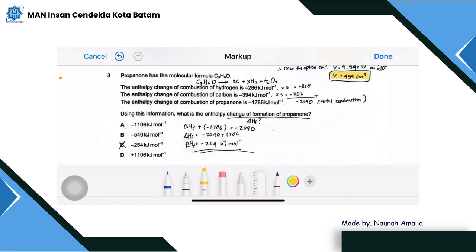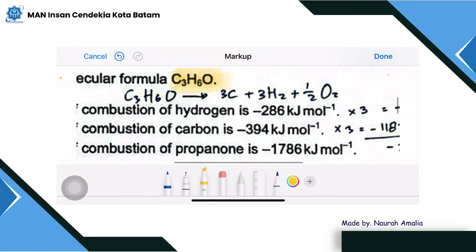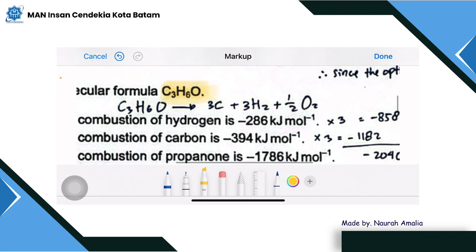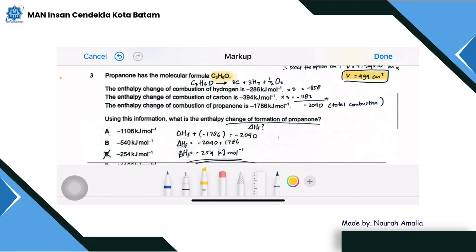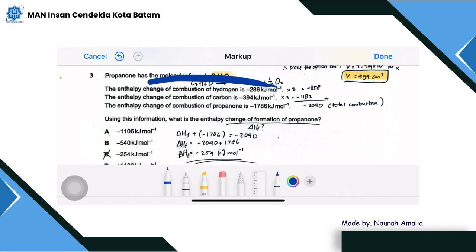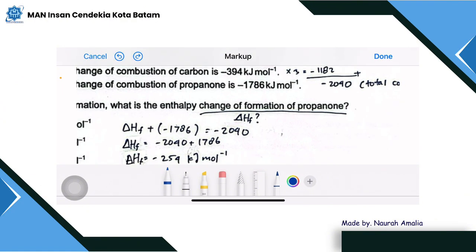Question number 3. Propane has the molecular formula C3H6O, meaning if we separate, the total of C is 3 and hydrogen is 3, for the oxygen is half. And using this information, the question asks what is the enthalpy change of formation of propane.